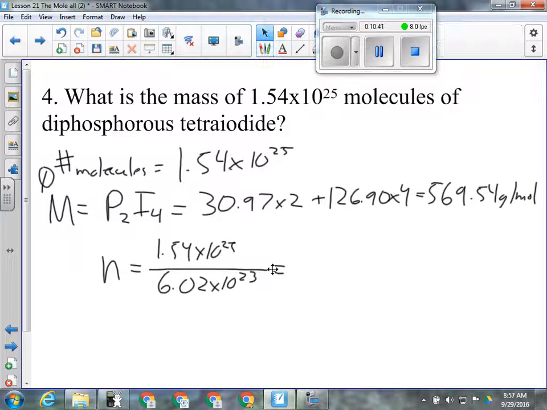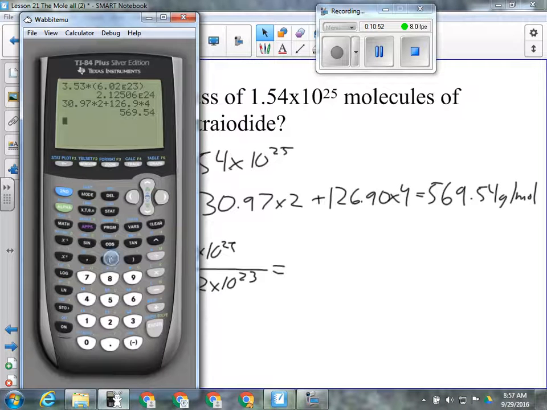All right, so how am I going to put this in my calculator? Do they both need to be in brackets? Yes, they do, both in their own set of brackets. So we'll have brackets 1.54, and then hit the E button. 25. Whoops, missed the 5. 25. And then divided by Avogadro's number, which also needs to be in brackets, 6.02 E 23. All right, so I have 25.58 moles. That's a lot.